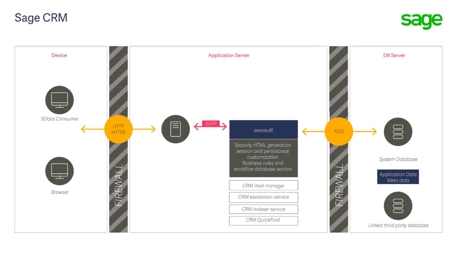Now, associated with the eWare DLL are a number of services that, again, are on this application server, and they are responsible for a number of different tasks, like the Mail Manager, and I'll explain a little bit more about the Mail Manager in a moment, but the Mail Manager essentially can interact with the server, monitoring email accounts. The escalation server is there, working on the basis of time, so it can allow for the monitoring of data within CRM based on the passage of time, driving automated tasks inside the environment.